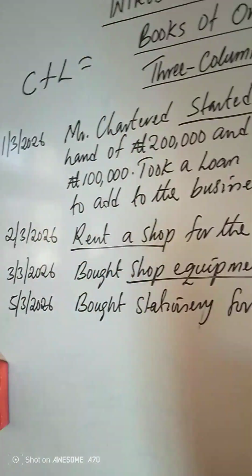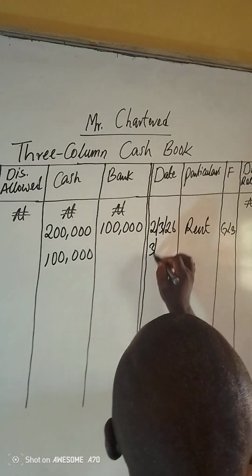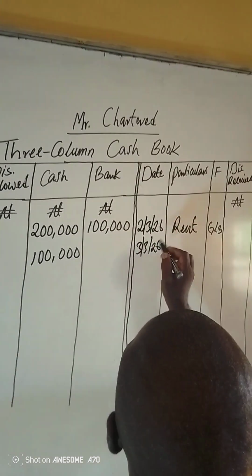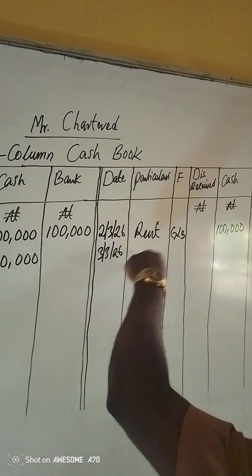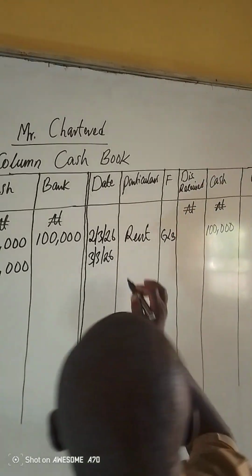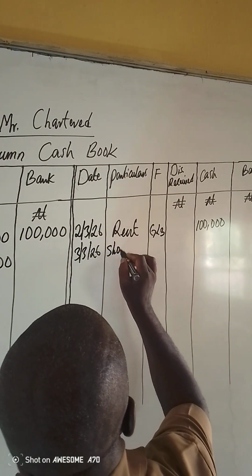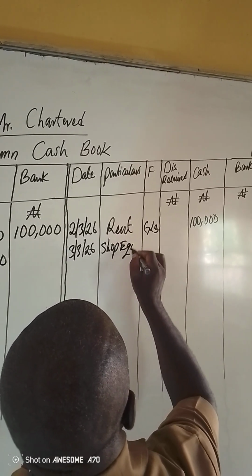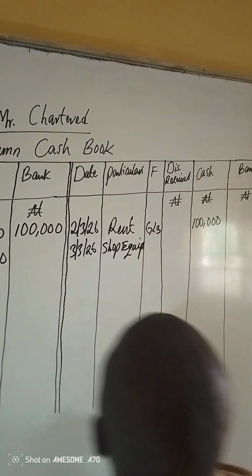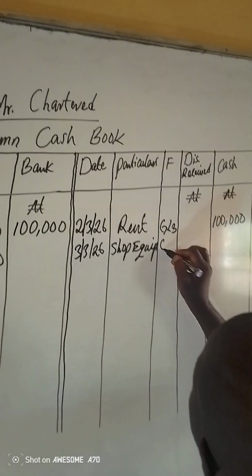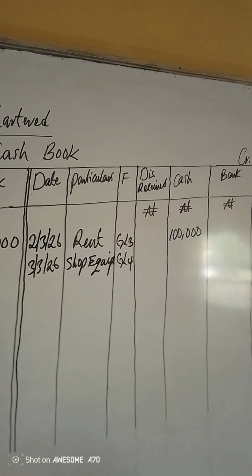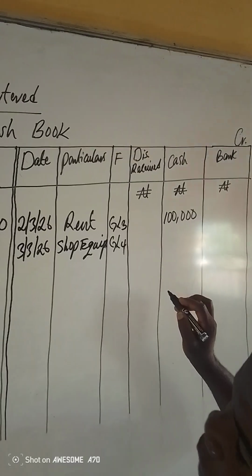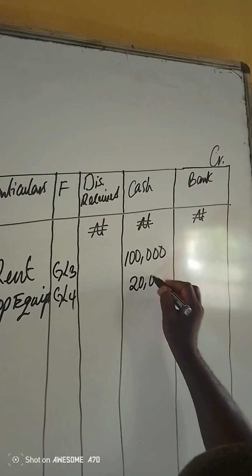So you now come here and credit your cash book on that day, which is 3rd of March 26. Cash is given out for a purpose. It is that purpose that becomes the particular, and that is to acquire shop equipment. And this becomes general ledger 4. And then the amount is still recorded under cash, which is by cash.